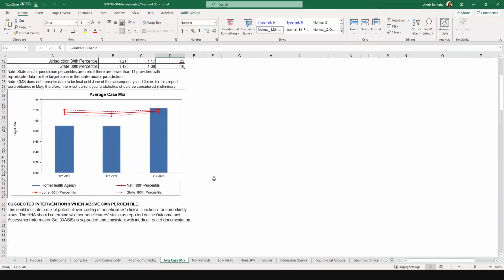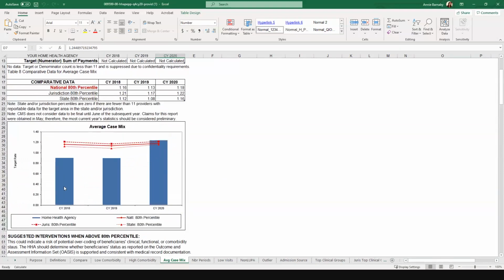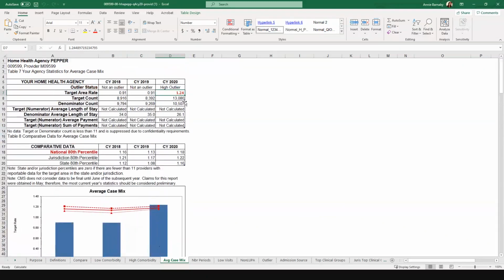And this will show you the outline of, again, all 3 of those years in this graph. So we have the home health agency, their data points are in this bar graph. And then the jurisdiction, nation, and state 80th percentile are listed with these line graphs. And again, you can see this bar graph just barely clears that jurisdiction 80th percentile. It clears all of them, but that jurisdiction is the highest one, just really close to this agency's outlier status, or excuse me, outcome status, which is 1.24. You can see that jurisdiction was only at 1.22.